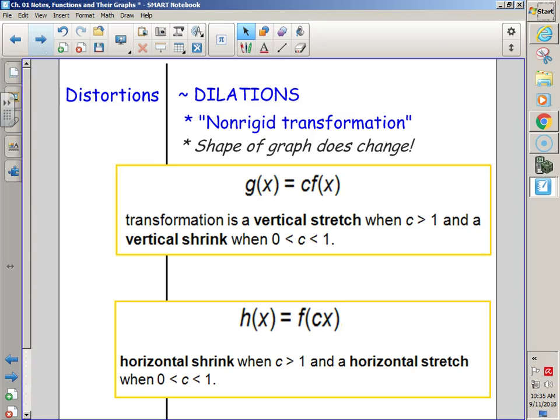But this one's weird. It's horizontal. It's on the inside, but it's by a factor of 1 over c. So if there's a 2, it's going to be cutting in half. If there's a 4, it's going to be cutting in fourths. If there's a 1/2, it's going to be doubling. It's always flipped. So if there is something unexpected, it's going to be on the inside with the horizontal. Oh, non-rigid transformation, right there. It's going to be unexpected if it's on the inside.